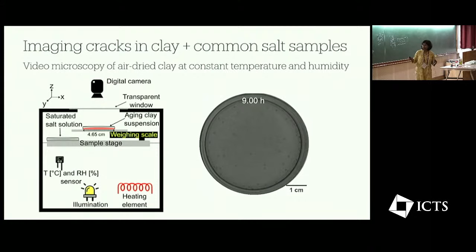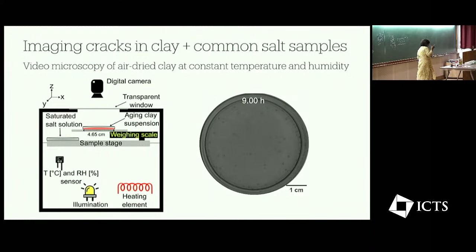The relative humidity is actually controlled by a very archaic technique. We just keep a supersaturated magnesium chloride salt solution. It just maintains the relative humidity at 27%. So this is the Petri dish that this camera sees from the top. So just watch this. It's actually a 14-hour video that has been compressed to 9 seconds.